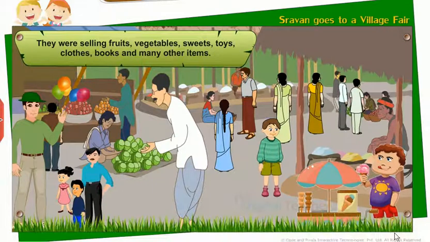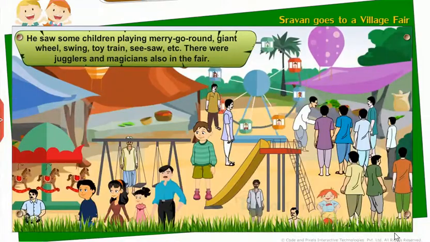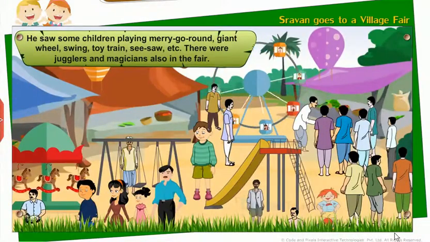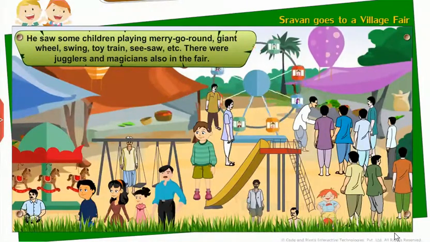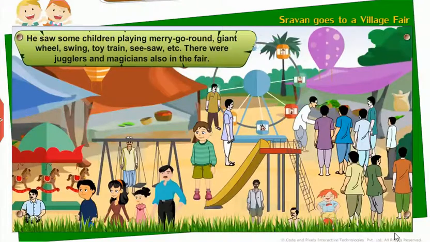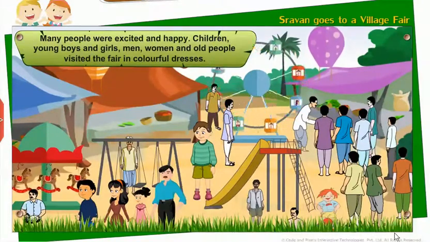They were selling fruits, vegetables, sweets, toys, clothes, books, and many other items. He also saw hawkers selling balloons, flutes, mouth organs, ice creams, etc. He saw some children playing merry-go-round, giant wheel, swing, toy train, seesaw, etc. There were jugglers and magicians also in the fair. Many people were excited and happy.